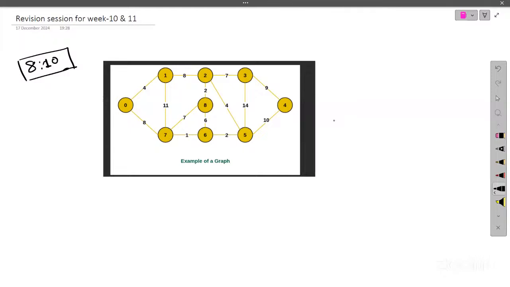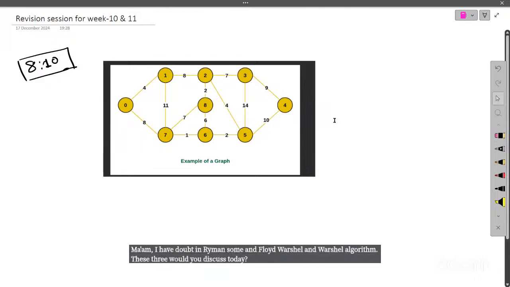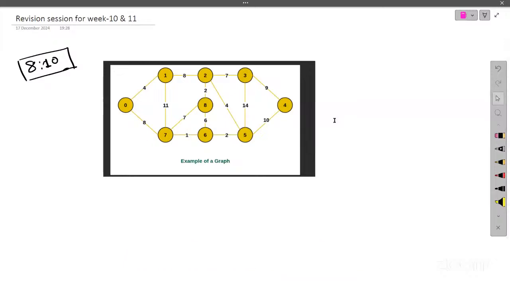Ma'am, I have doubt in Riemann sum and Floyd-Warshall and Warshall algorithm. Would you discuss these three today? Okay. Meenakshi, please, what's your doubt? Can you please briefly explain the concepts, ma'am? Week 10 and 11. Yeah, I'll cover all the concepts from week 10 and 11.